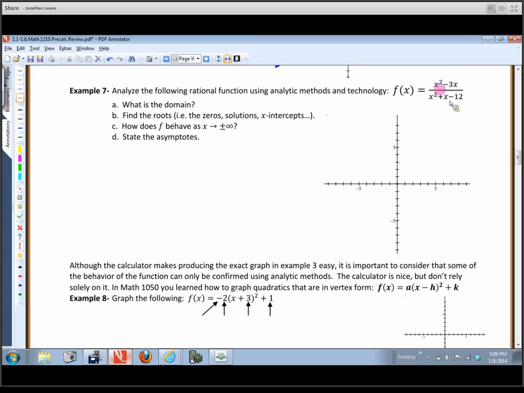So let's take a look at this right here. The first thing we're going to want to do is we're going to want to factor this. So this does factor. I can take an x out in the numerator.